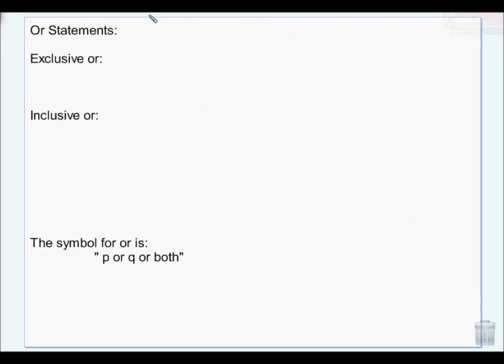Or statements. All right, so you have and, you also have or. Okay, there's the exclusive or. An exclusive or means one or the other, but not both. Like, we can go to the beach or we can go to Disney World. Like, on the same day. You can't obviously go to the beach and Disney World. You can't do both at the same time, right? So you can do one or the other.